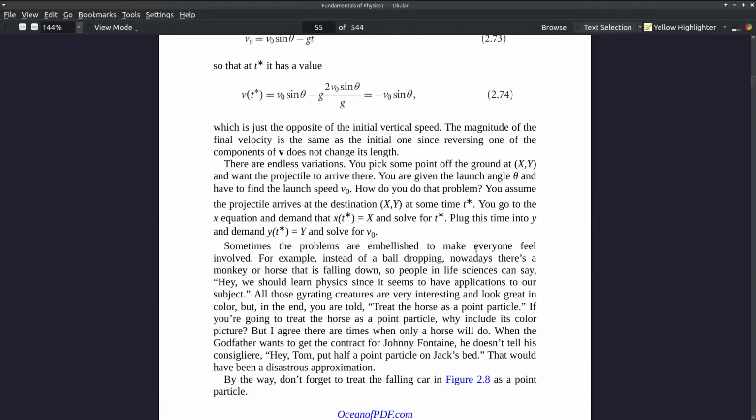When the Godfather wants to get the contract for Johnny Fontaine, he doesn't tell his consigliere, put half a point particle on Jack's bed. That would have been a disastrous approximation. By the way, don't forget to treat the falling car in figure 2.8 as a point particle.